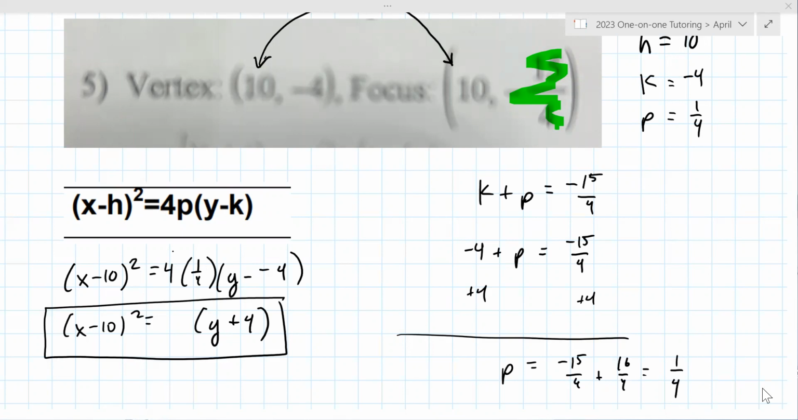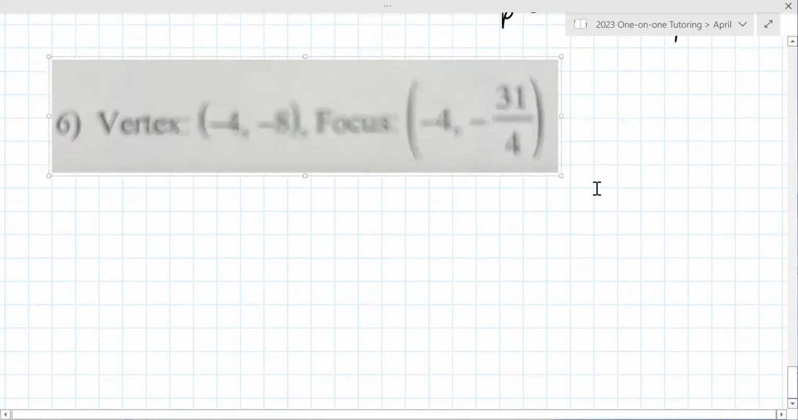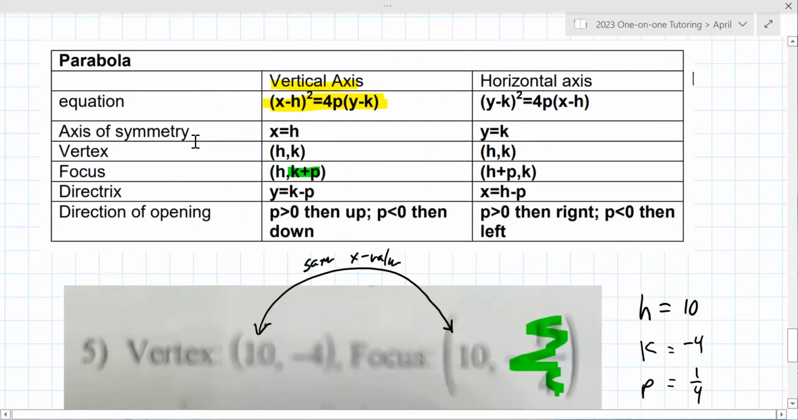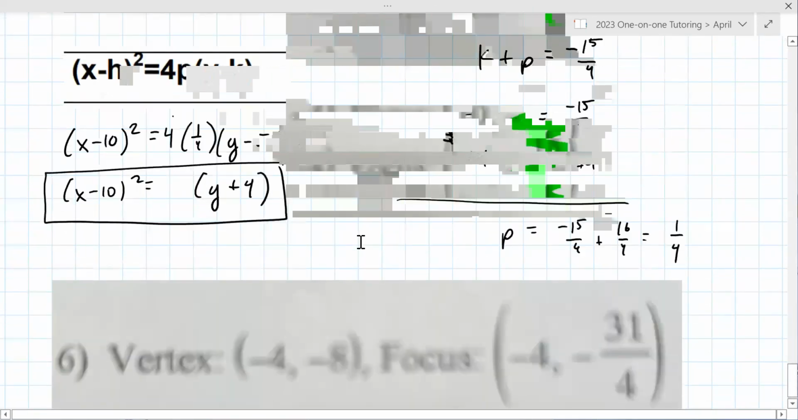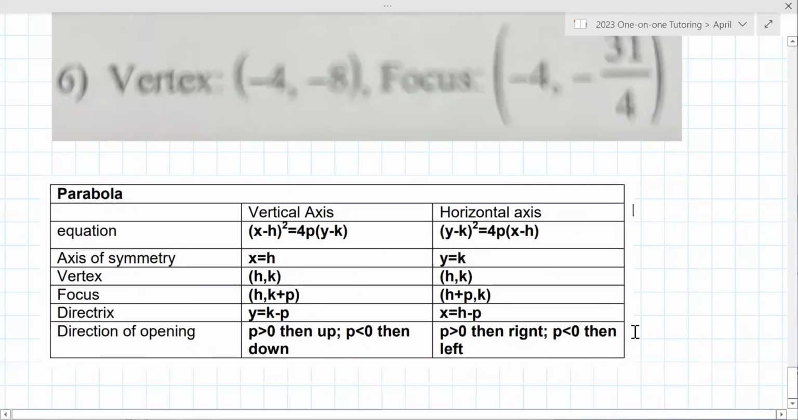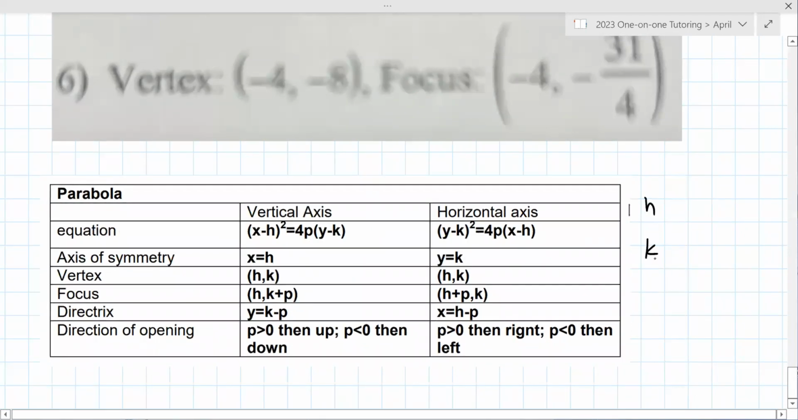So 6 is really similar, meaning it's the same thing, just with different numbers here. What I would like you to try and do here, and I'll grab this so you can see it in the same view if you need it, is I want you to, to the best of your abilities, come up with H, K, and P. And if you have questions, please ask.